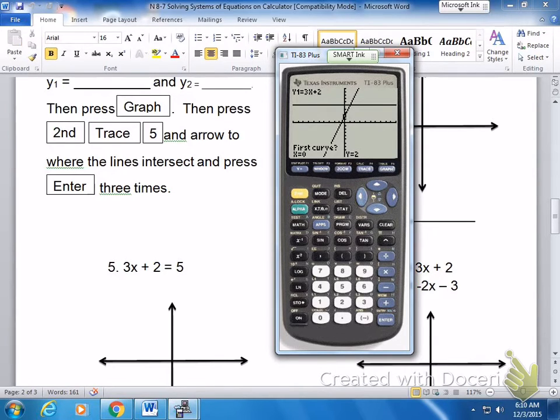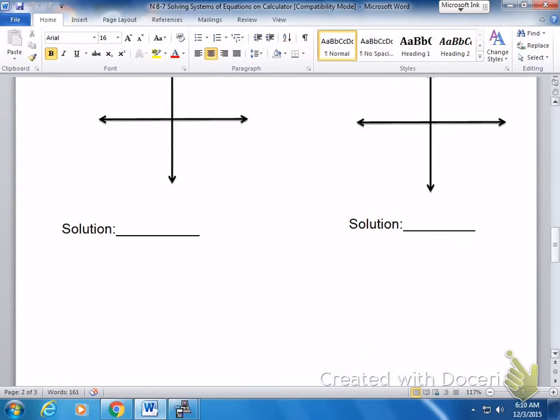Now we just move over on our calculator to where they intersect, and you just hit enter 3 times. It tells us our intersection at the bottom is the point 1, 5. So we can go down to our solution. Let me just scroll down a little bit here. And our solution to this equation was 1.5. So it's pretty easy to put that stuff in your calculator.